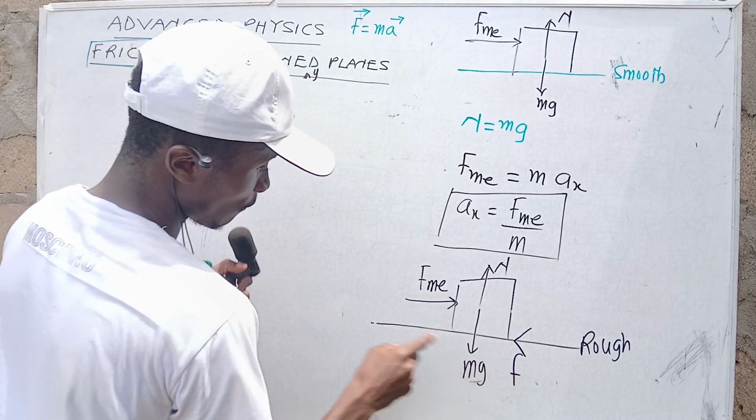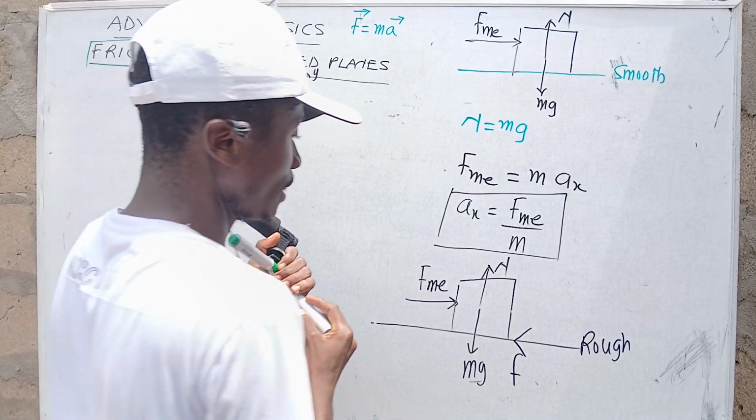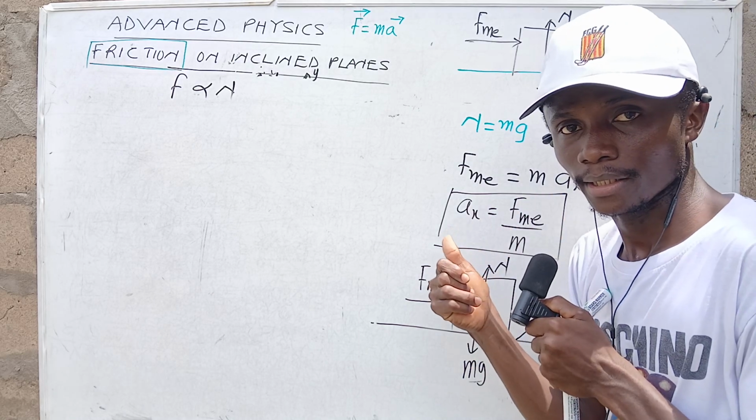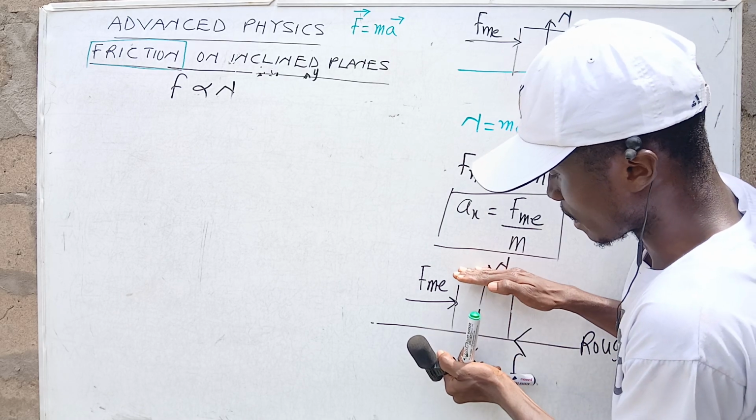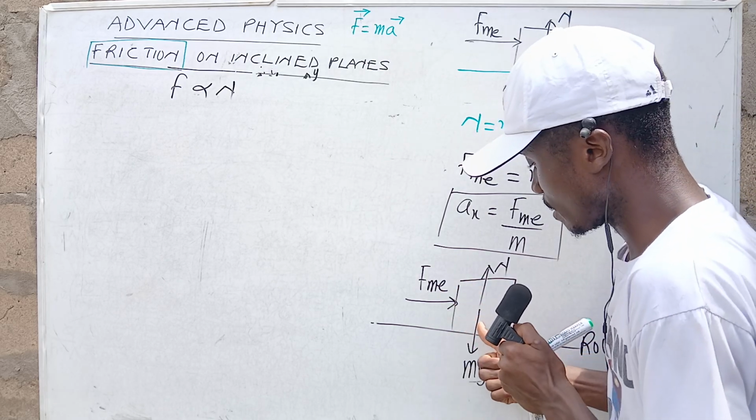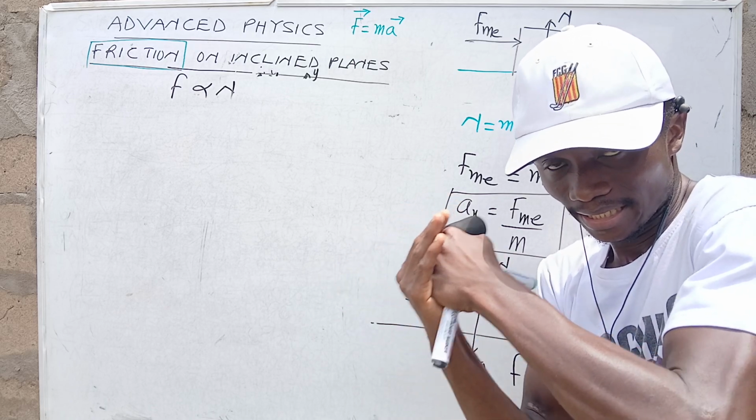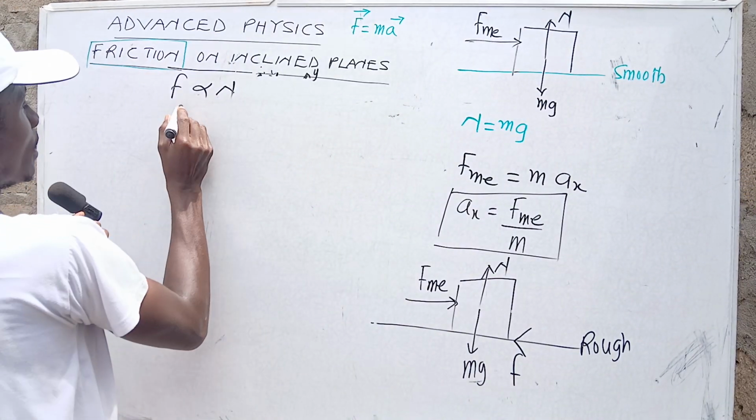Now, this frictional force, F, is proportional to the normal reaction. And the normal reaction is the force the surface exerts on the block. And that is what quantifies the friction. The more the surfaces are pressed together and the surface exerts more force on the object in contact, then the more friction there will be. So F is proportional to N.